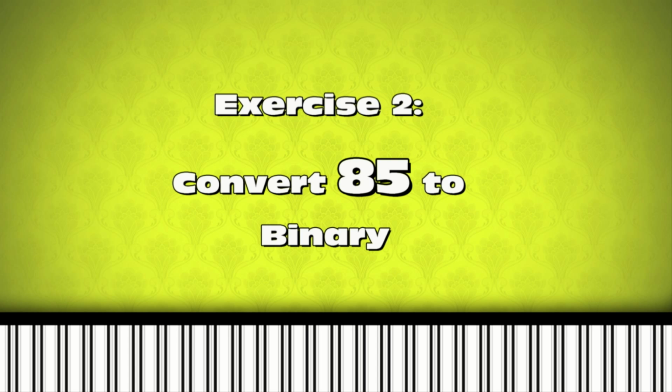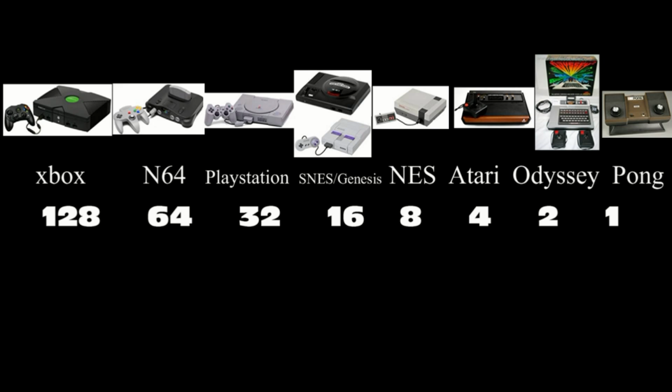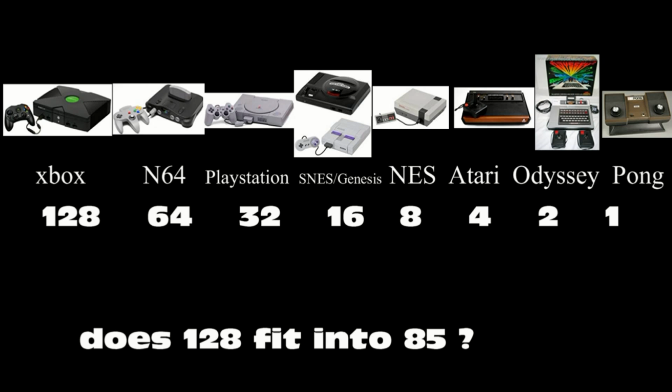So on this one, we are going to convert 85, which is decimal, to binary. So obviously step one is to set up our numbers. Xbox 128, Nintendo 64, 64-bit, PlayStation 32-bit, Super Nintendo Genesis 16, Nintendo 8, Atari 4, Odyssey 2, Pong 1. Now, first question is 85.